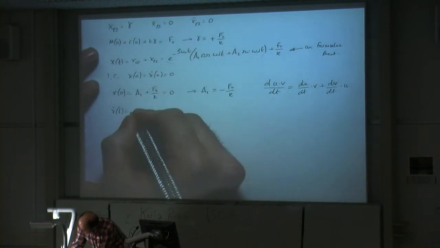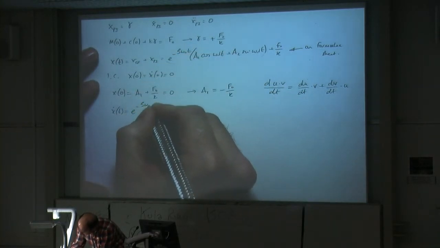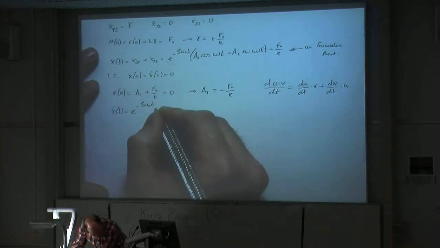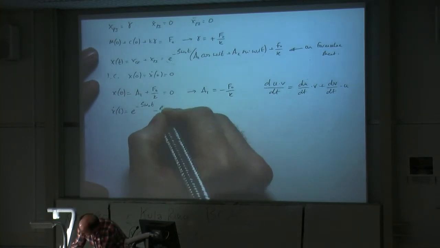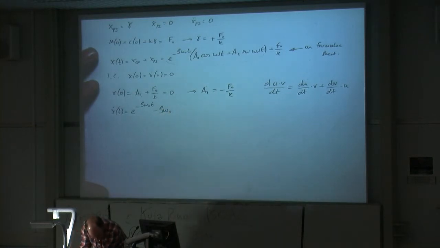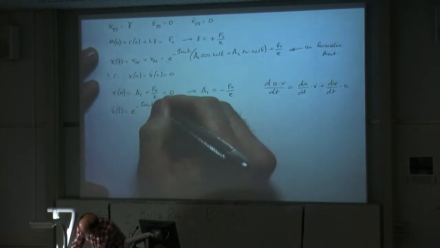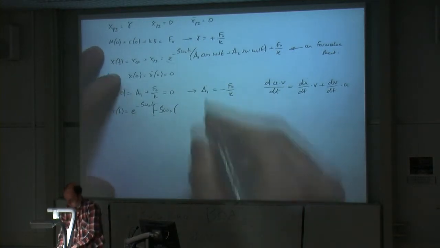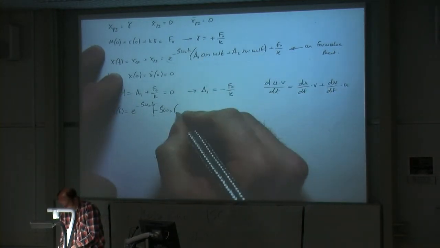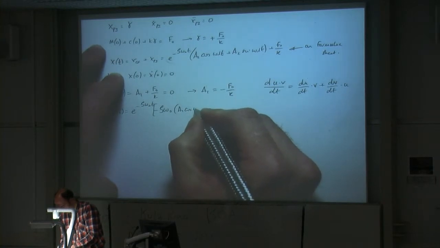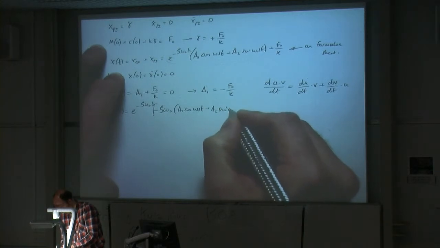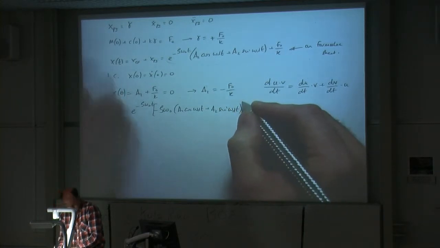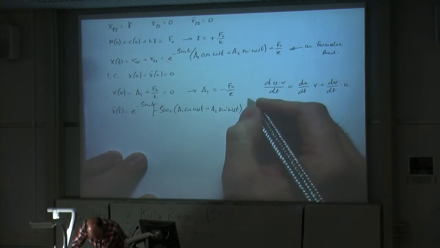Derivative of this term is going to be e to the minus zeta omega naught t, times by minus... And then inside here we've got this term. That's my v term. So a1 cosine omega dt plus a2 sine omega dt. Okay, so there's the first bit.